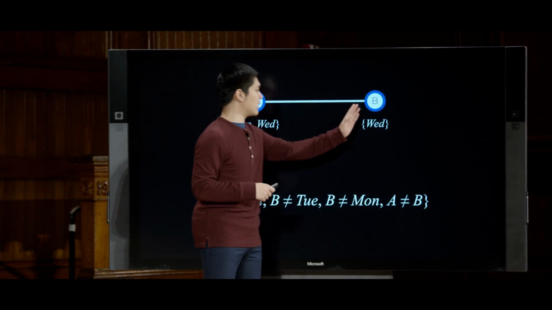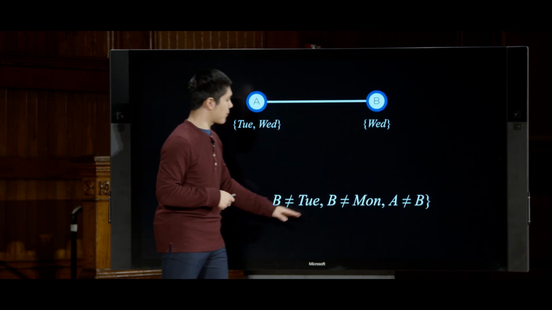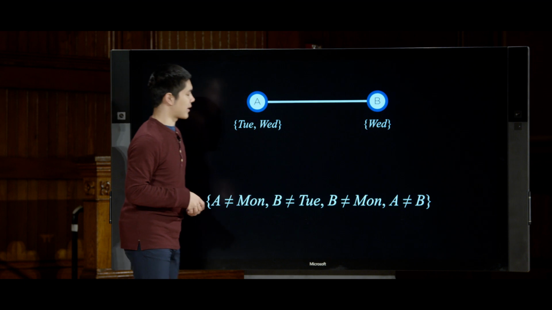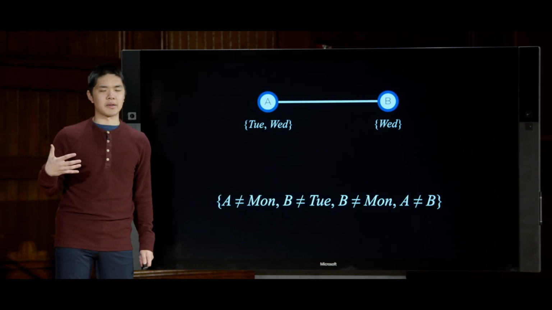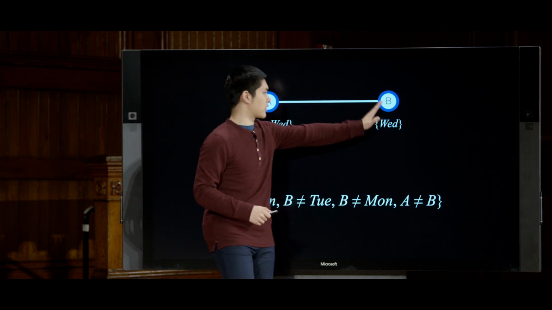And we also said that B's only domain consists of Wednesday, because we know that B does not equal Tuesday, and also B does not equal Monday. So now let's begin to consider arc consistency. Let's try and make A arc consistent with B.